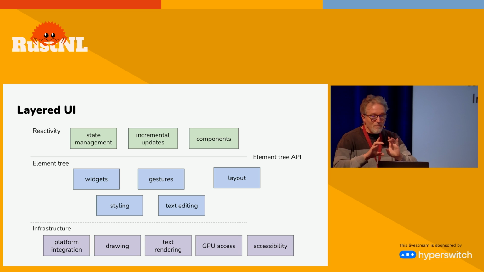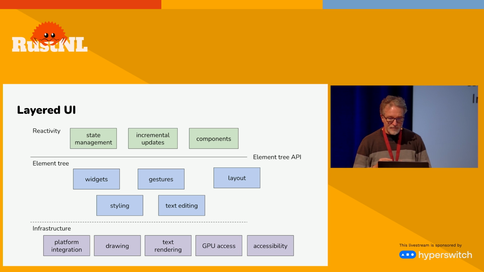And then there's a middle layer, which is solving a lot of the guts of what's involved in UI, of having a full collection of widgets and having gestures and layout and your text editing. There's a lot of problems that need to be solved at that layer. And then there's also a really important layer at the bottom of infrastructure. How do you connect to the platform, and how do you do the basic functions of drawing, text rendering, getting to your GPU, and accessibility? I'll be talking a lot more about that.